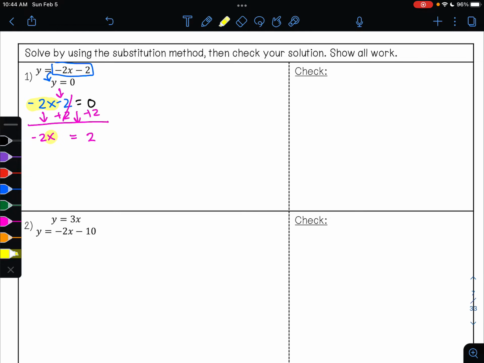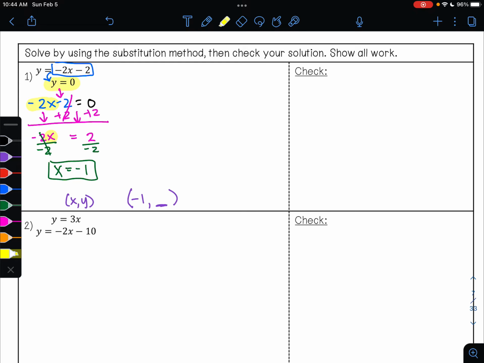I want to get x alone. X is being multiplied by 2. To undo multiplication, I'll do division. So here, x equals -1. So right now we know that x is -1. So in my answer, I know x. Remember, our answer is always x comma y, so I still need to find what y equals. The good news is they already told us. Right here, they told me that y equals 0.